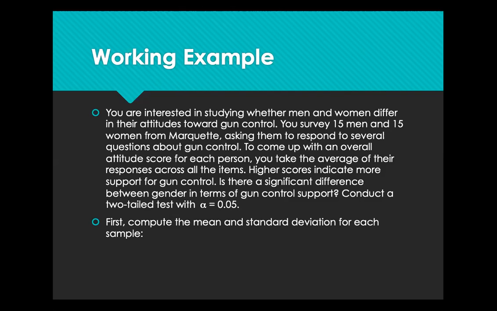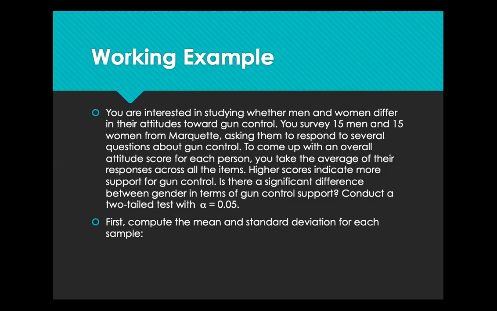You come up with an attitude score for each person. You take the average of their responses across all items. Higher scores indicate more support for gun control. And so again, we're wondering, is there a significant difference between the two groups, a group of women and a group of men, in terms of gun control support?